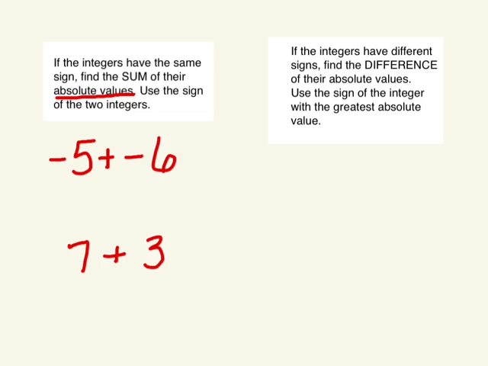So for this first problem, our signs are the same. They're both negative. So we would add our absolute values, 5 plus 6, which is 11, and we keep the sign of the two integers, so it stays negative.